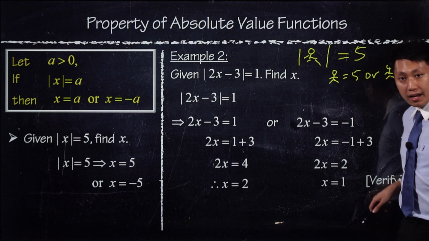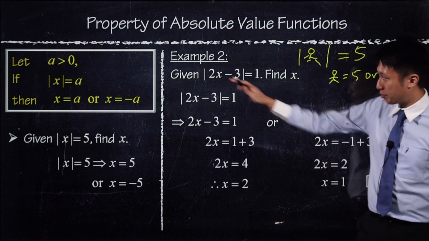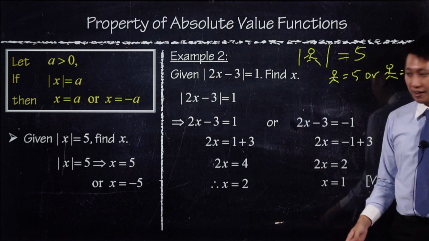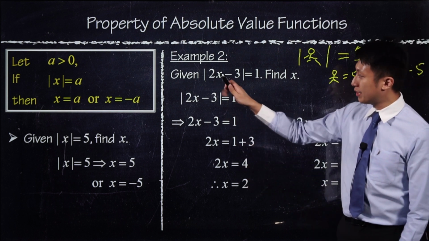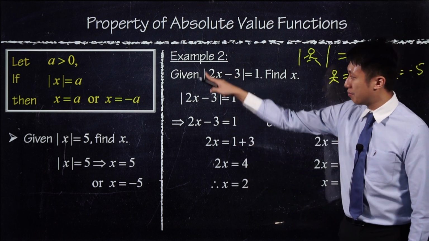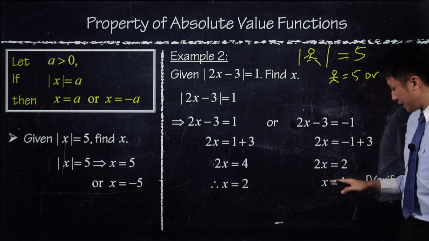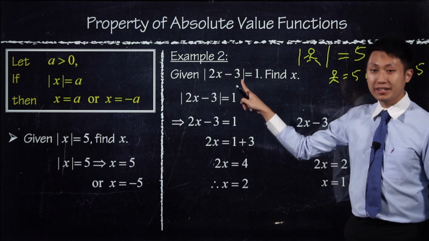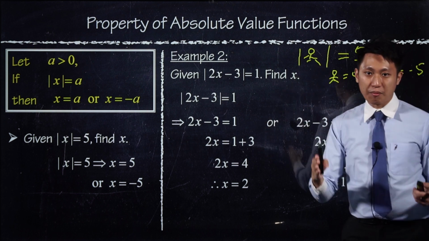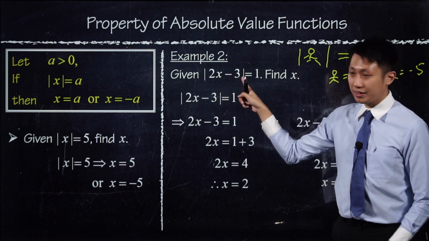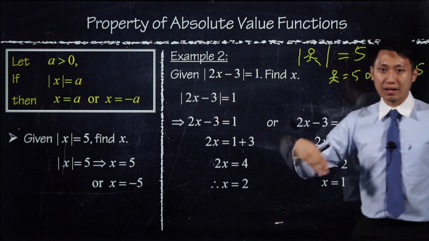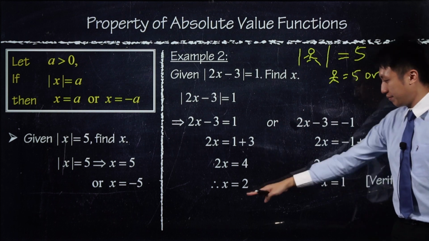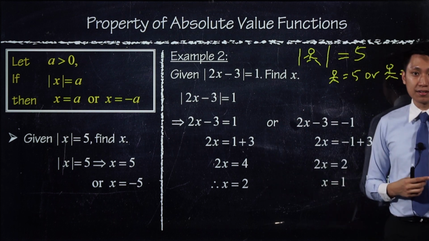So this one, verify means you substitute back in here and see whether it's correct or not. I put 2 into here, I get 4 minus 3, modulus, it gives me 1. The other one, I substitute 1 here. So 2 minus 3, I get negative 1 inside the modulus. After taking modulus, it will become positive 1. So both of them give you the correct answers.